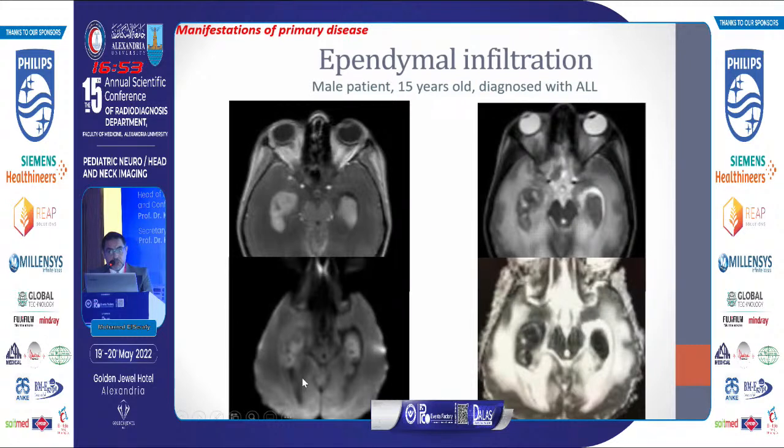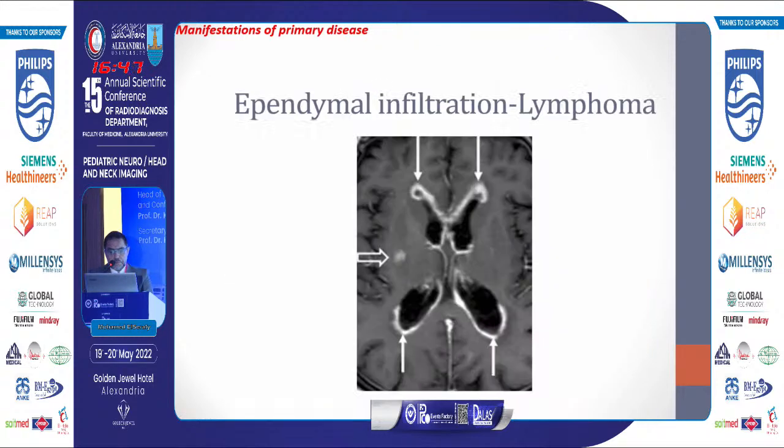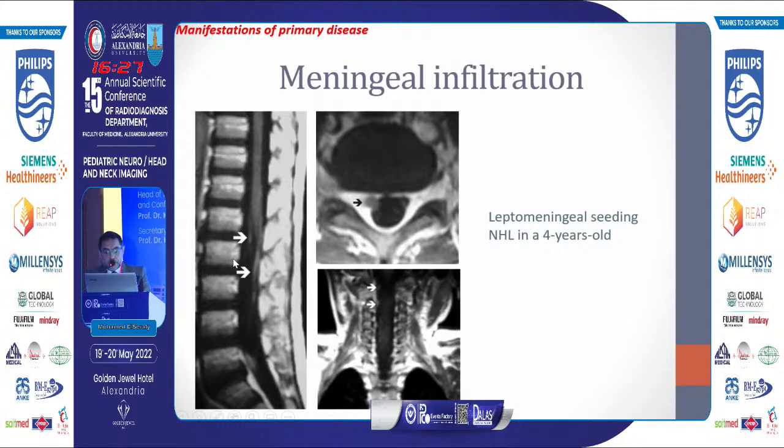The leukemic infiltrations also showed diffusion restriction on diffusion weighted images. Ependymal infiltration also seen in secondary lymphoma, seen as diffuse ependymal enhancement and thickening, as in this patient with non-Hodgkin lymphoma. In this patient, there is also a parenchymal nodule. Meningeal seeding also can be seen in lymphoma and leukemia, seen as leptomeningeal enhancement or enhancing foci in the spine, as in this patient, nerve root enhancement and focal enhancement in the cervical region.